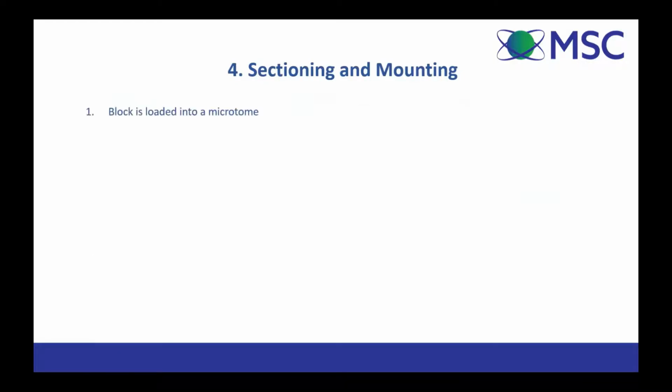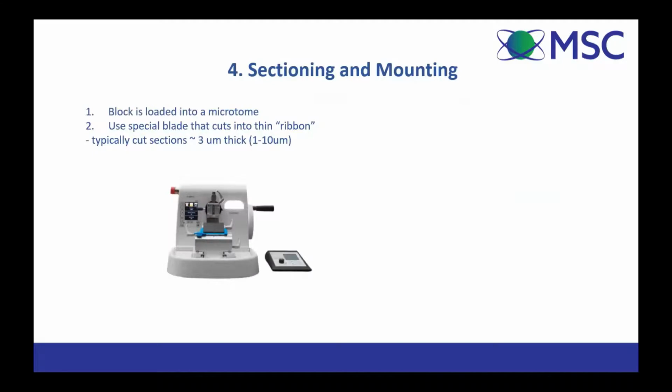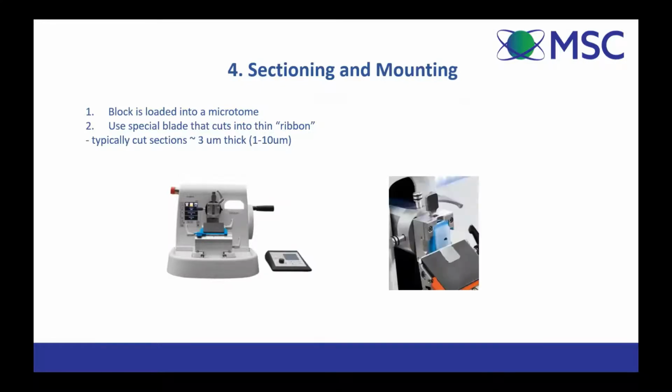So firstly, how we do this is we load our block into the microtome, and then you use special blades to cut them into the thin ribbons. Now, typically you cut sections about 3 micrometers thick, but it really can be anywhere between 1 and 10 micrometers, depending on what you're looking for. And it looks something like this. As the block comes in contact with the blade, you'll get these nice, really thin ribbons.